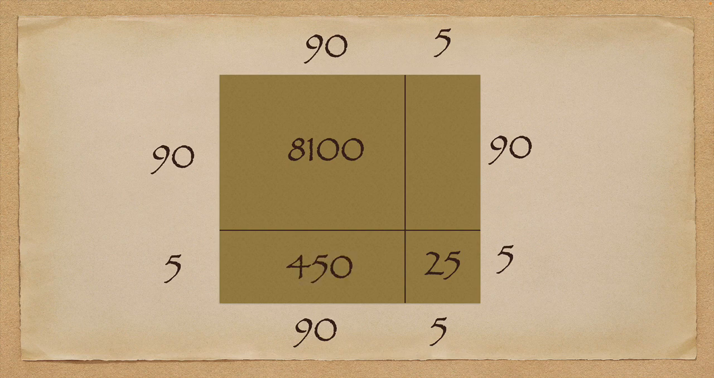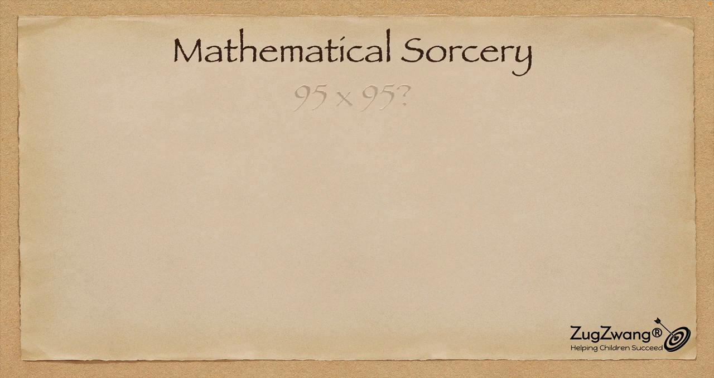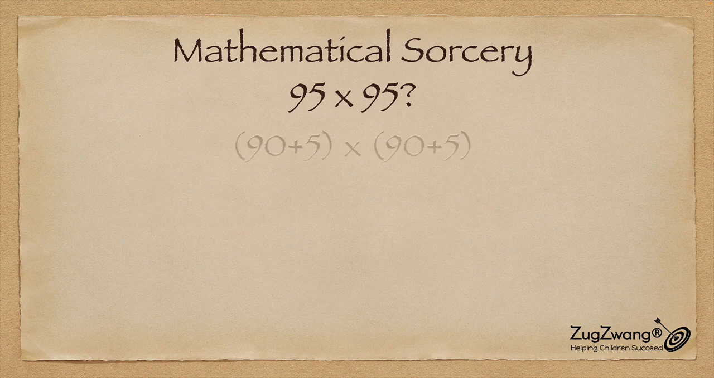Now coming to the rectangles, one is 450 because it's 5 times 90. The other is also 450 because 90 times 5, commutative property of multiplication. When you add all of them, 8100 plus 450 plus 450, which is 900, 9000 plus 25 is 9025. So what's exactly happening? There's some mathematical sorcery going on. It's nothing but applying the rules of the distributive property of multiplication.